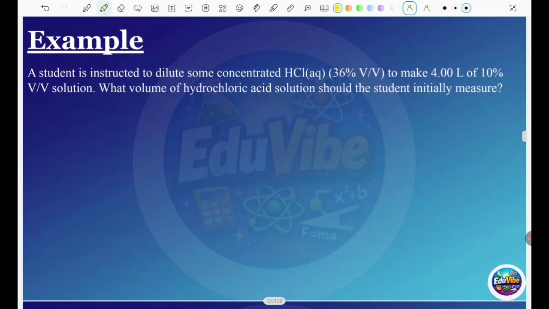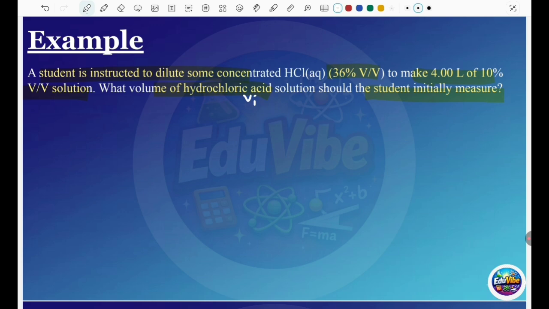Then we have another question. A student is instructed to dilute some concentrated aqueous HCl, which is 36% V/V, volume by volume, to make 4.00 liters of 10% volume by volume solution. What volume of hydrochloric acid solution should the student initially measure? So we have to find the Vi.